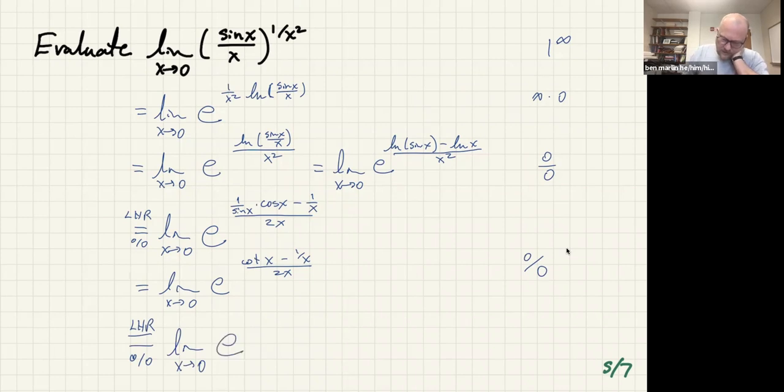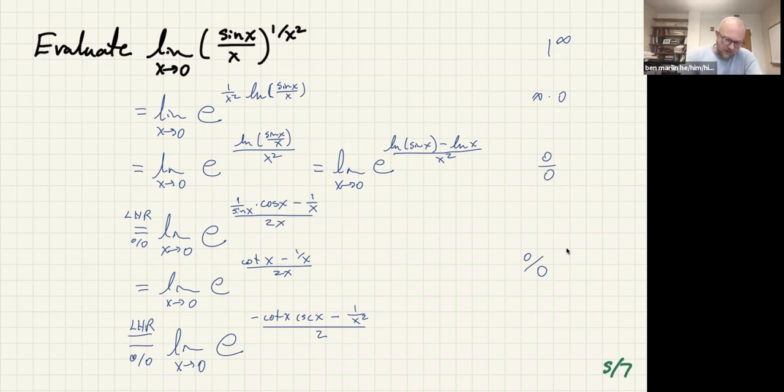So we still got the e. The derivative of cotangent, what is that? That is negative cotangent x cosecant x. And now this will be minus 1 over x squared. And then all this stuff down here is just a 2. Okay, well, I think this may have made it better, right?